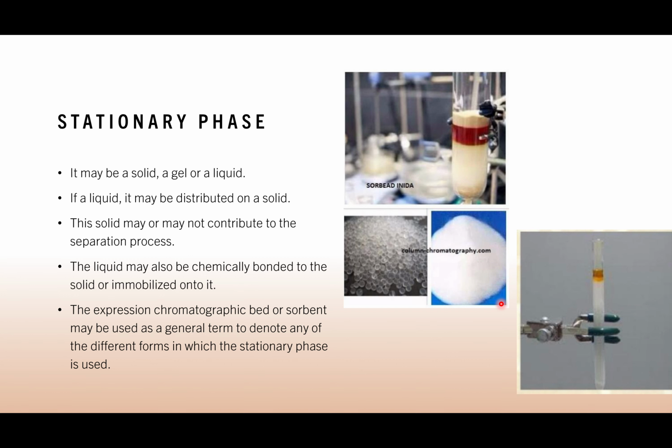Usually for our column chromatography, stationary phases may be a solid, a gel, or a liquid. If it is a liquid, it may be distributed on a solid. This solid may or may not contribute to the separation process. The liquid may also be chemically bonded to the solid or immobilized onto it. If you have a liquid stationary phase, it shouldn't be moving with your solvent.